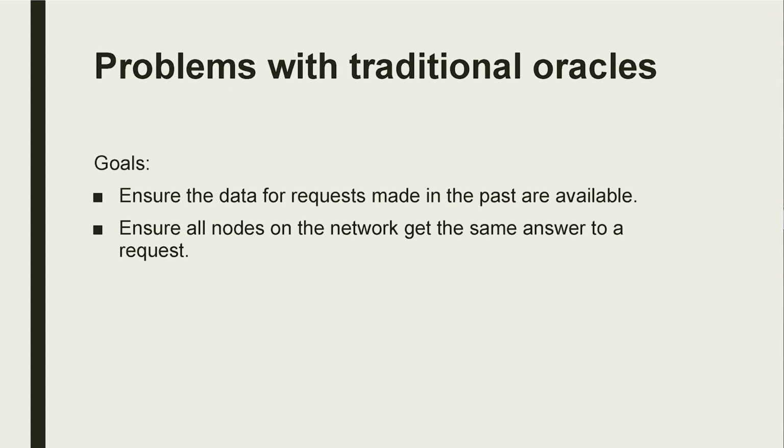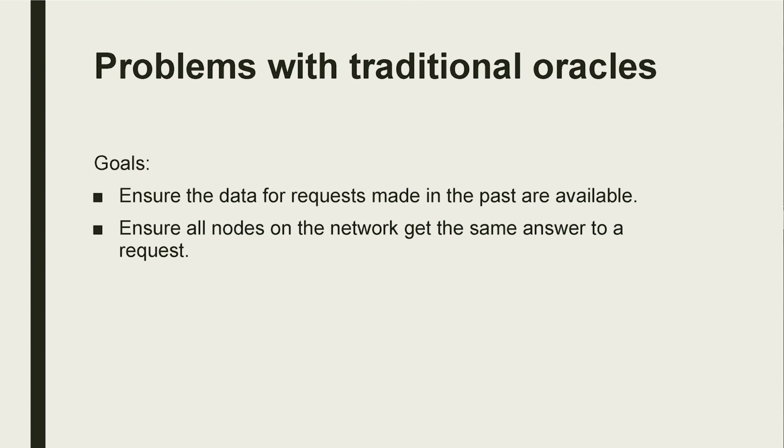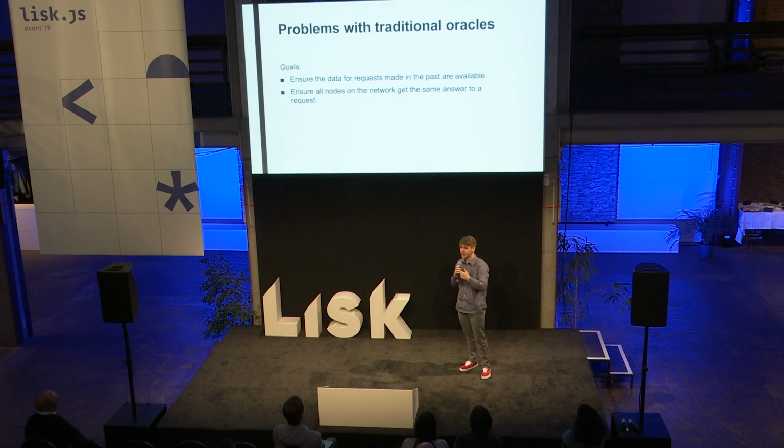They really only have two goals that they're trying to meet. They want to ensure that the data for requests that were made in the past are always available. And this is so that when a blockchain application has to resync from scratch, it has the information that existed in the context of these previous transactions to do so. And it also needs to ensure that all nodes on the network get the same answer to a request. And this is because decentralized applications are effectively just code running on multiple computers, and they all must reach the same result to arrive at consensus.